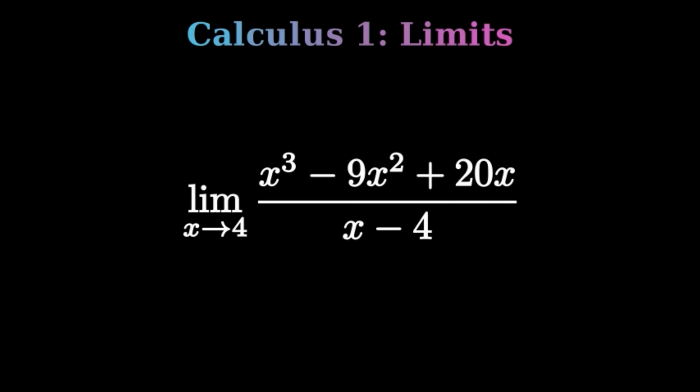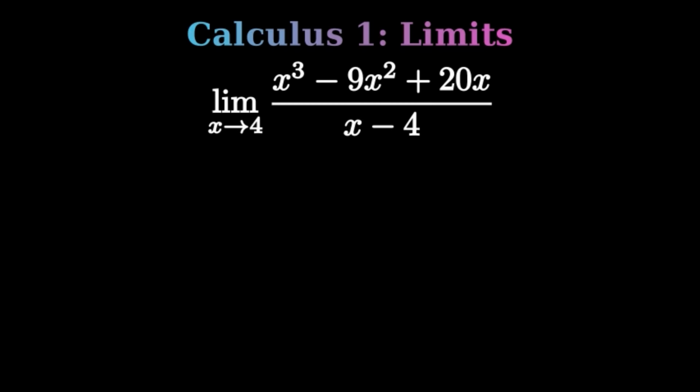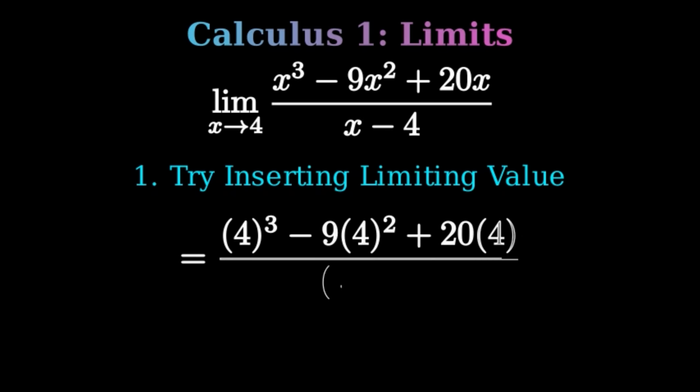Okay, so the first thing you're going to want to do with these problems is try to insert the limiting value. Basically, the limiting value is that thing under the lim, that 4. You're going to basically just put it in place of all the x's that you see. So what does that look like? Well, that would be 4 cubed minus 9 times 4 squared plus 20 times 4 over 4 minus 4.